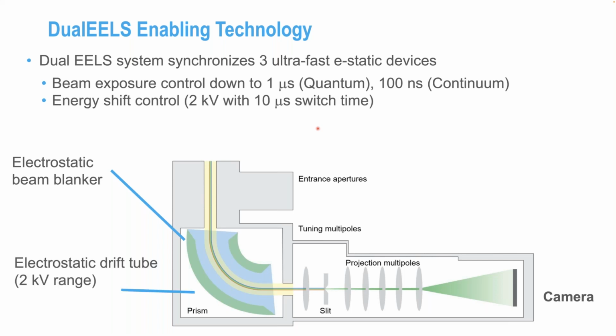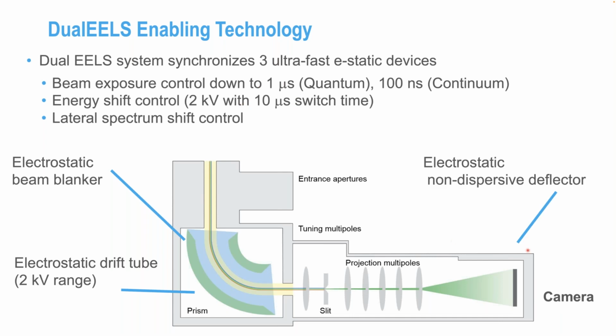The second electrostatic module is our fast electrostatic drift tube. That can apply energy offsets up to 2 kV with a 10 microsecond switch time, which is a pretty fast switch time. And then right at the end of the filter optics, after everything and just before the camera, we have another deflector module which applies lateral spectrum shift control. It allows the spectrum to be moved to different parts of the detector right at the end of the filter.